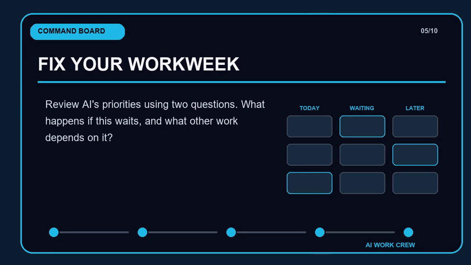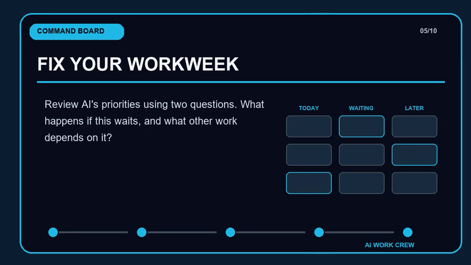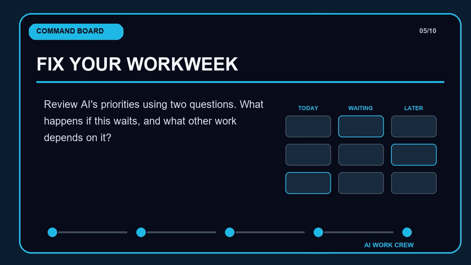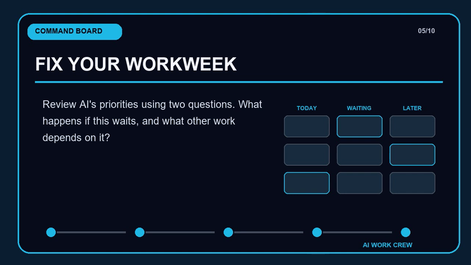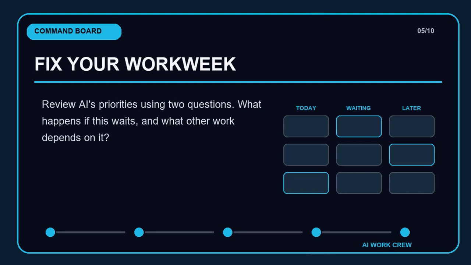Review AI's priorities using 2 questions. What happens if this waits, and what other work depends on it? A promised estimate deadline may have an immediate customer consequence. Confirming a material may unblock tomorrow's scheduled work. A marketing caption can probably wait if the job lacks supplies.